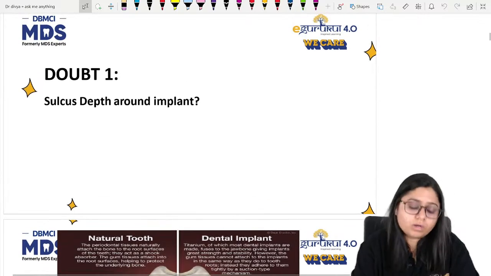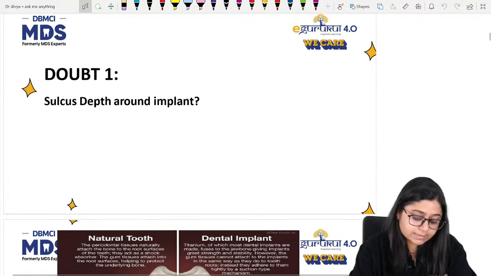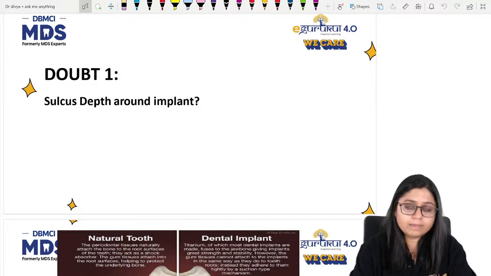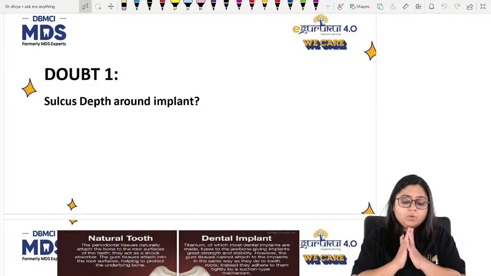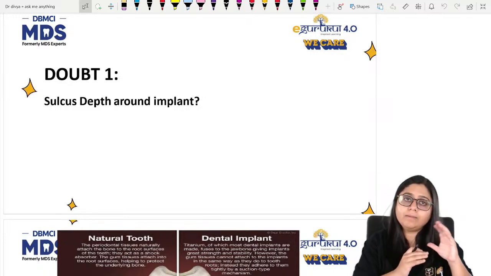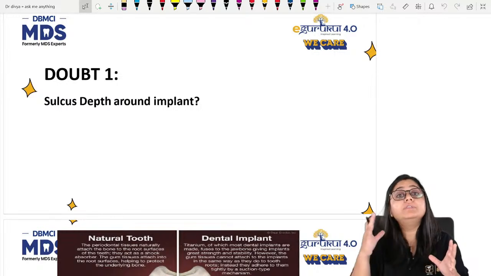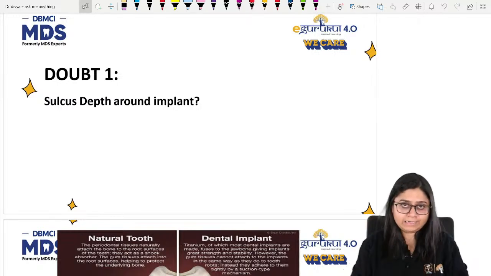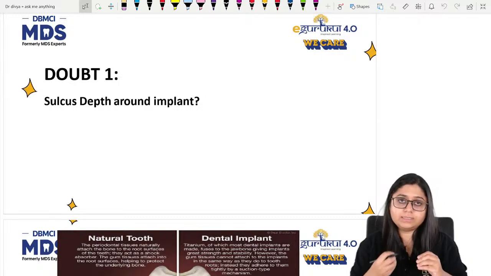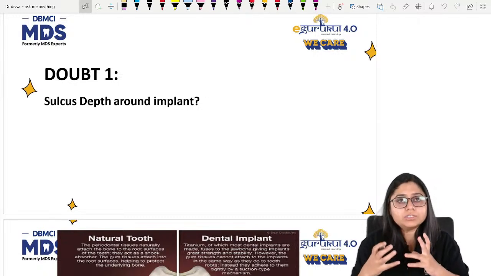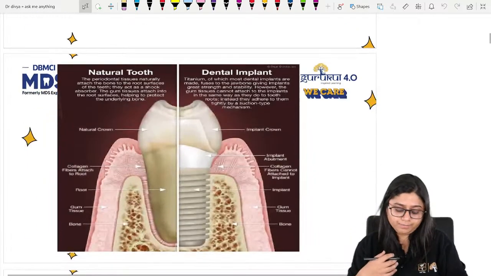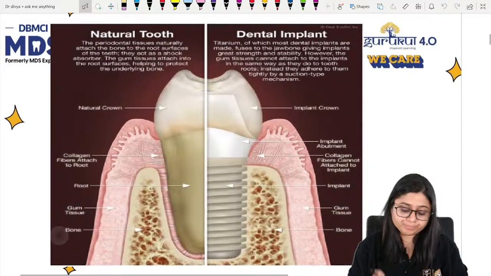The first doubt which I got was sulcus depth around dental implants. Okay, so sulcus depth around dental implants, the anatomy of dental implants compared to the natural tooth is completely different. So first of all, let us see what is the anatomy, how is the tissue, the bone around the implant formed. Okay, so this is the picture.